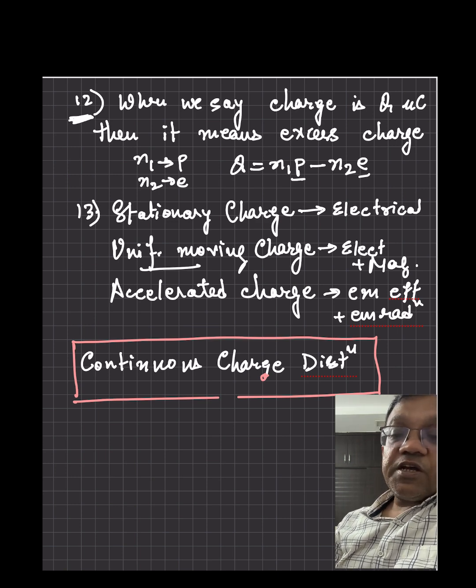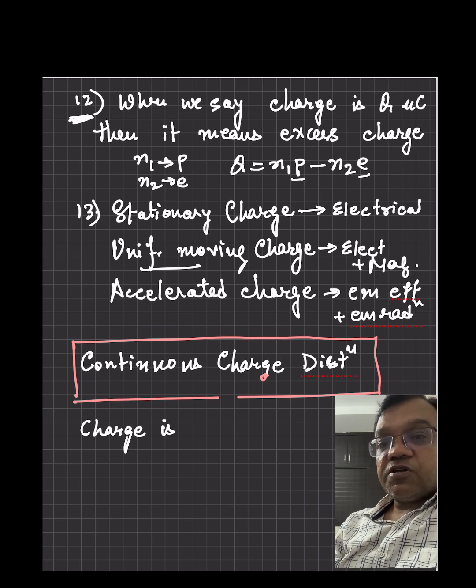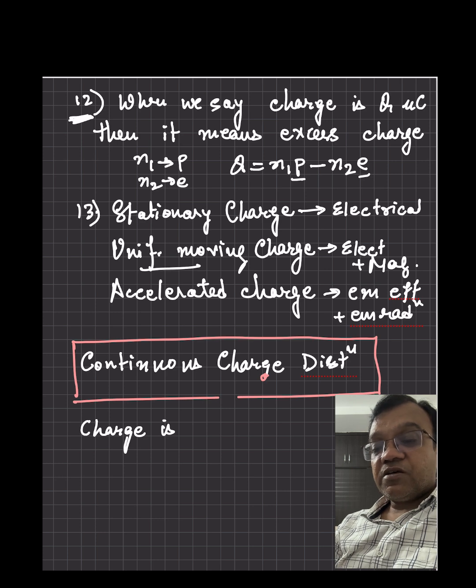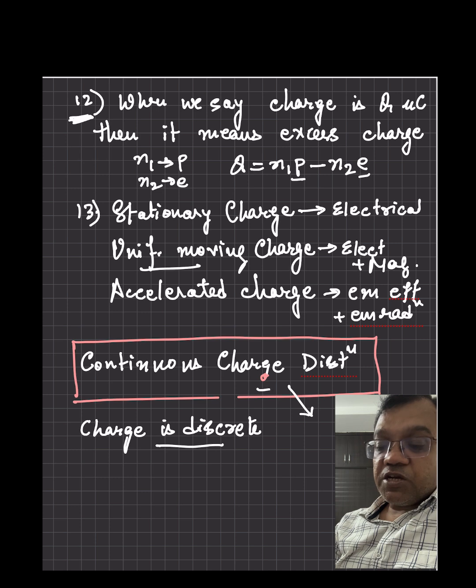Now on the one side we are saying charge is discrete because charge is a quantized physical quantity. It can have only plus or minus integer multiples of the charge. So on one side we are saying charge is discrete, but on the other side we are saying charge is continuous. So what is the logic here?